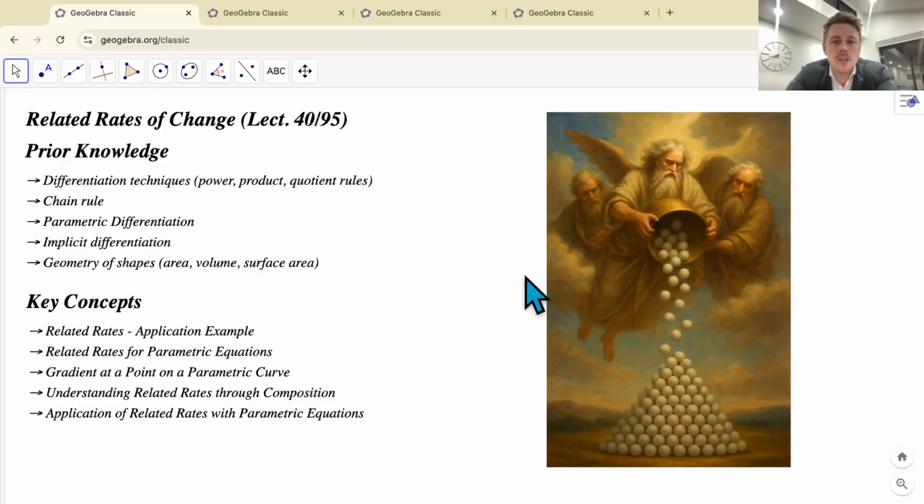All right, the key concepts we'll cover in this video will be related rates, which we'll demonstrate through an applied example. And then we'll look at related rates for parametric equations, the gradient at a point on a parametrically defined curve, understanding related rates through composition, and the application of related rates with parametric equations.